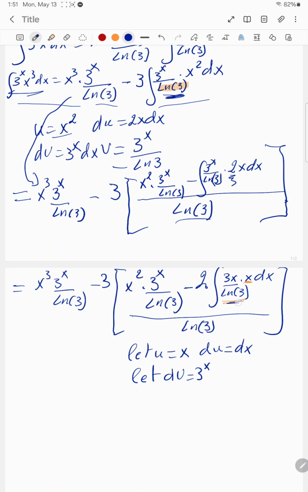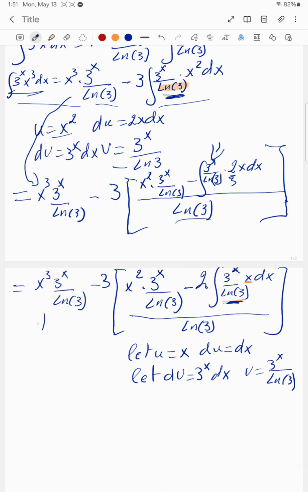And again, I did not take this. This is 3 to the power of x, sorry. I copied it from here, and I put 3x by mistake. So my dv is 3 to the power of x dx, so my v would be 3 to the power of x divided by ln of 3. I think you know from where I got that. And let's do the integration by substitution.